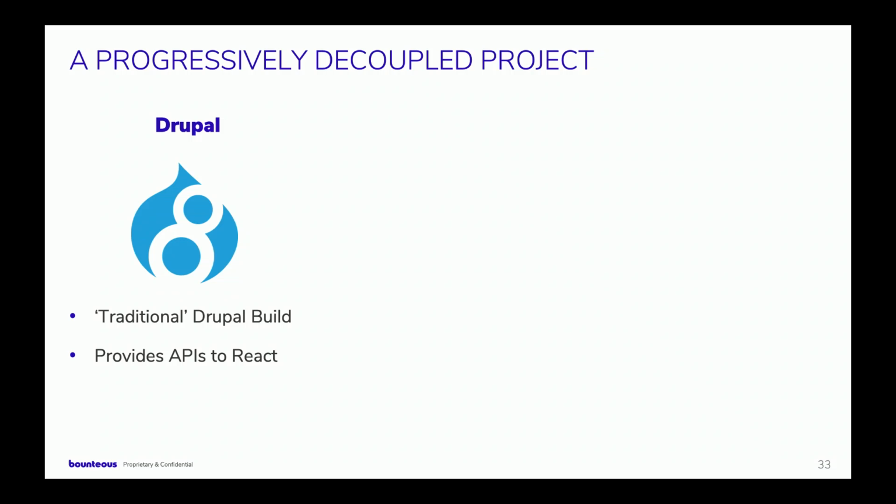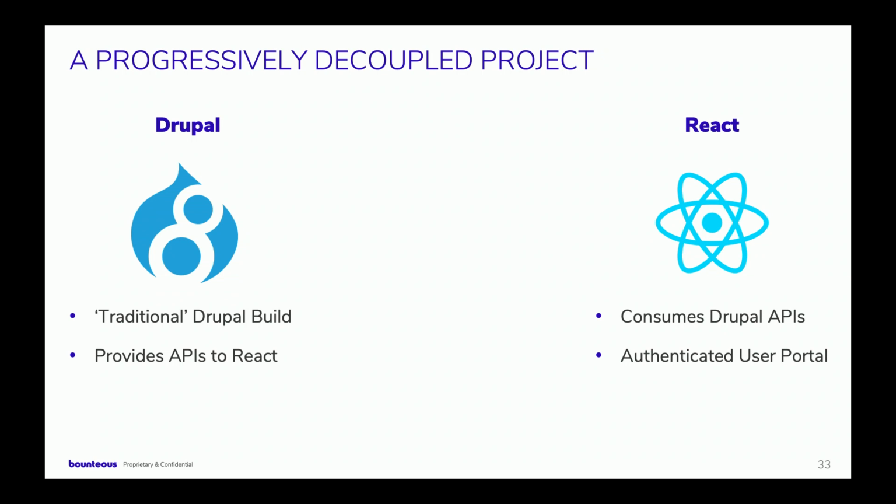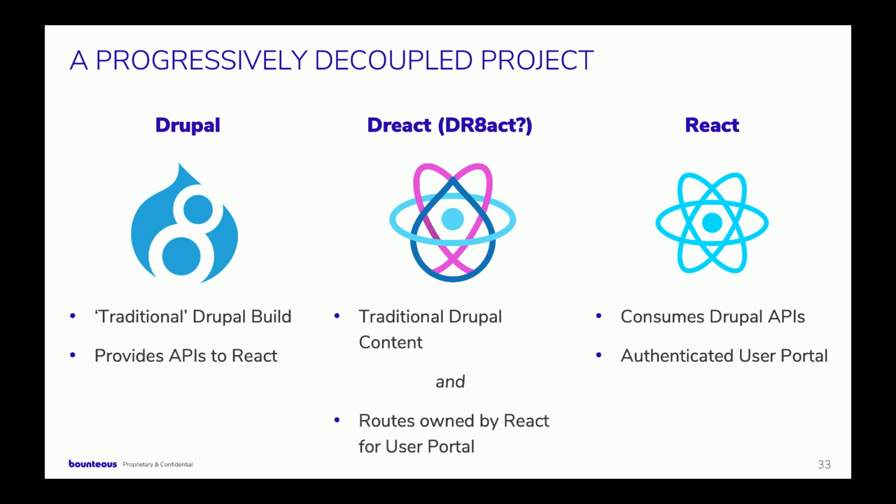It's a progressively decoupled Drupal project. So there are Drupal portions of the site, a traditional Drupal build, but Drupal is also providing APIs that are going to be consumed by React. The functionality React provides in this case is essentially an authenticated user portal. That user portal is still going to be rendered by Drupal, so Drupal is going to handle the initial page load, but then hand over to React.